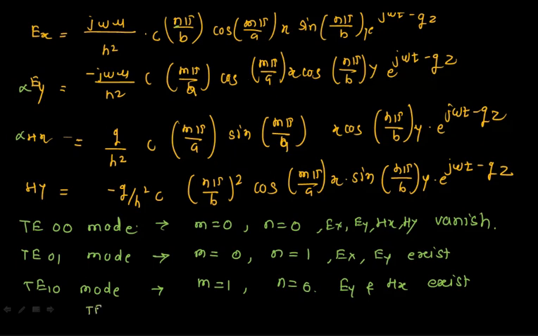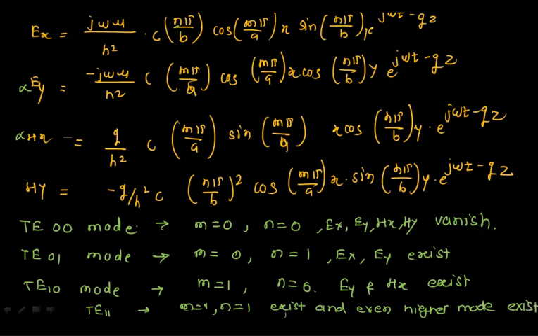What about the TE11 mode? Now here all the components will exist, because your m is equal to 1 and n is equal to 1. So you can say this exists, and even higher modes exist. Just like in the TM mode 00, 01, 10 do not exist and it exists only after 11, here only the 00 mode does not exist; 01, 10, 11, all those modes do exist. So this is all about the TE wave.